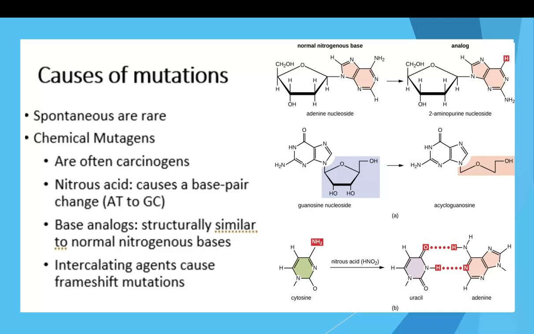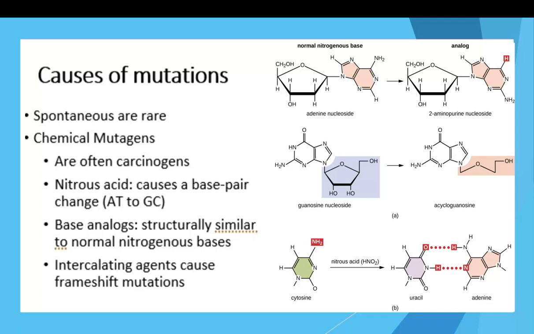There are different causes of mutations. Spontaneous mutation can happen, but it's very rare. So we have a lot of chemical mutagens that can cause changes, like a point mutation or a frameshift mutation in the DNA. Usually these chemicals are carcinogens. For example, nitrous acid can cause the change of adenine and thymine to guanine and cytosine.